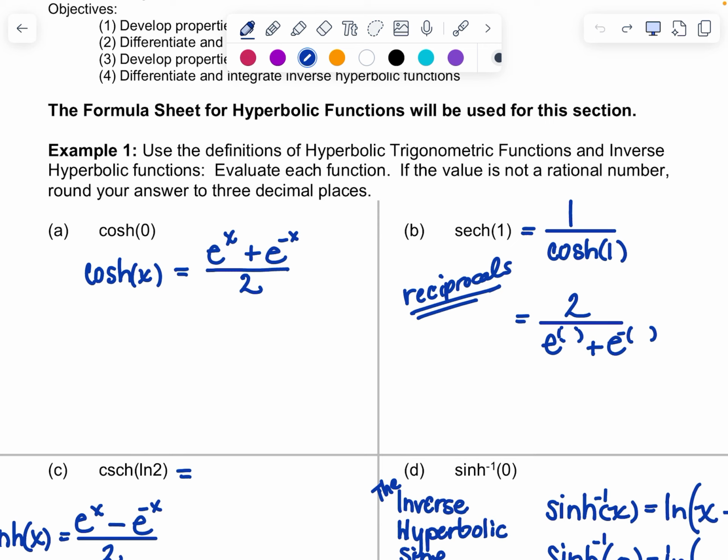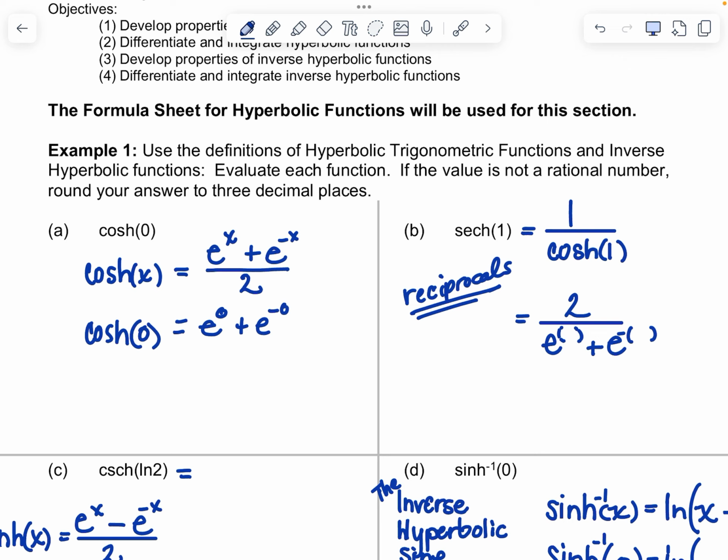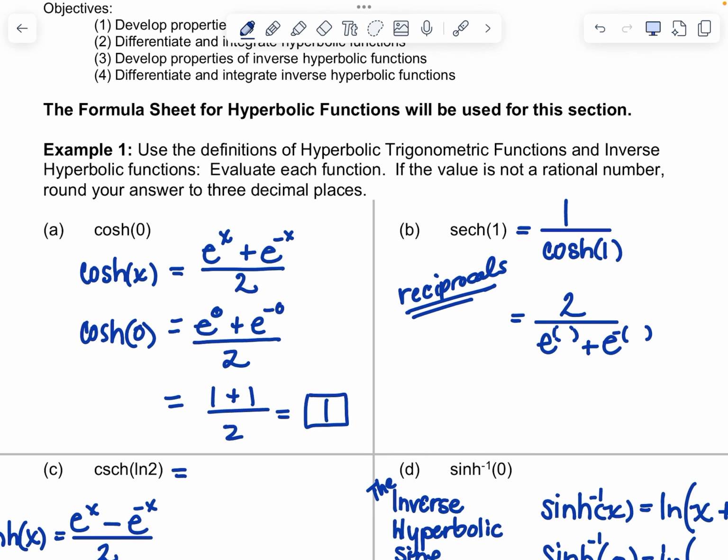You can see the first problem that we have is the hyperbolic cosh, where cosh x is equal to e to the x plus e to the negative x, over 2. If we have cosh 0, we replace x with 0. So we get e to the 0 plus e to the negative 0, and by the way, negative 0 is still 0, over 2. So you end up with 1 plus 1 over 2, which equals 1. So the hyperbolic cosh of 0 is 1.